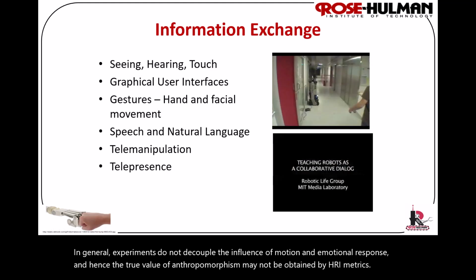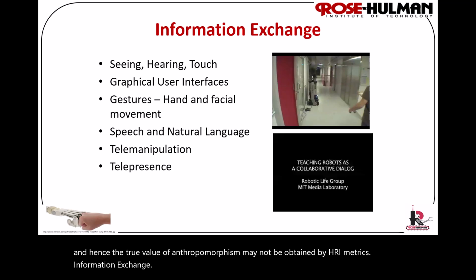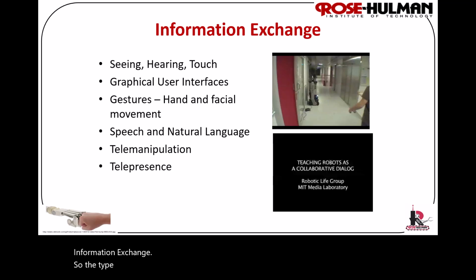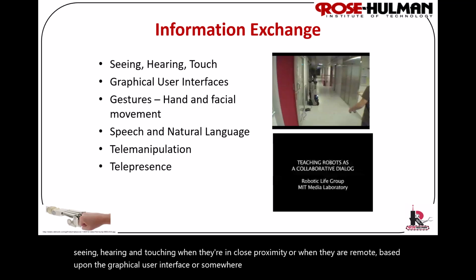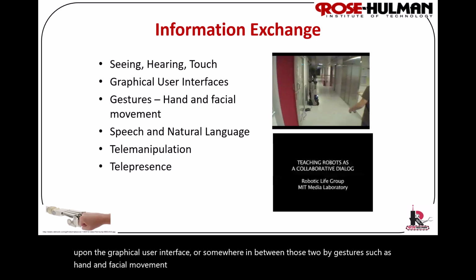Information exchange. The type of information that could be exchanged between the robots can be afforded by seeing, hearing, and touching when they're in close proximity, or when they are remote based upon a graphical user interface, or somewhere in between those two by gestures such as hand and facial movement. And this is done with speech and natural language communication, or telemanipulation, or telepresence.